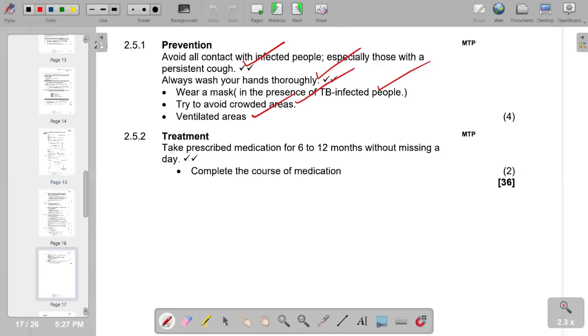These are the points that we have. Take prescribed medication for 6 to 12 months and then complete the course of medication. So basically, this is what we have on the treatment part of TB.